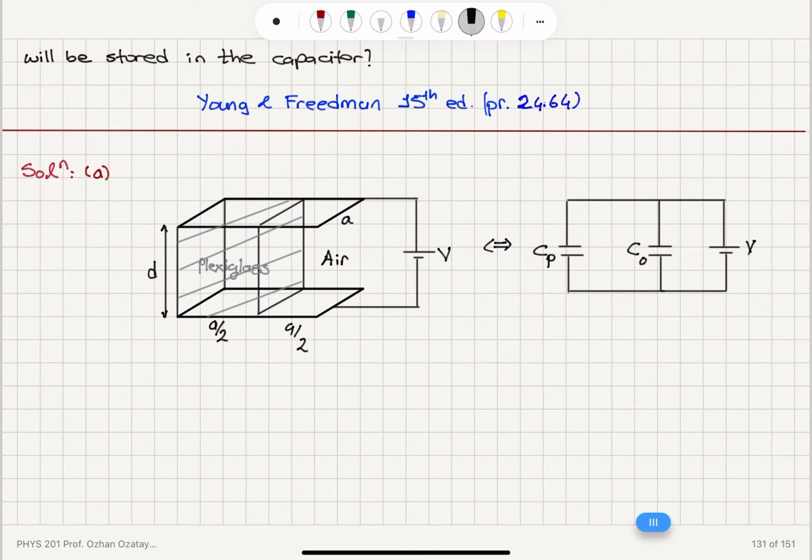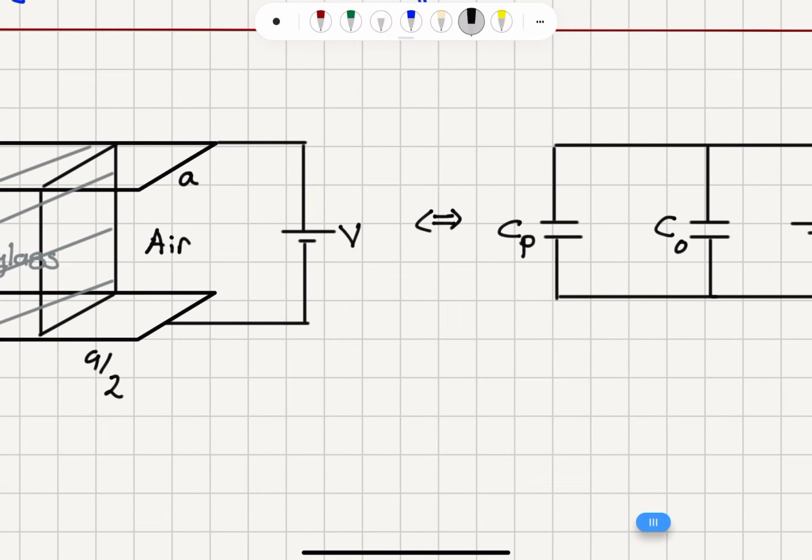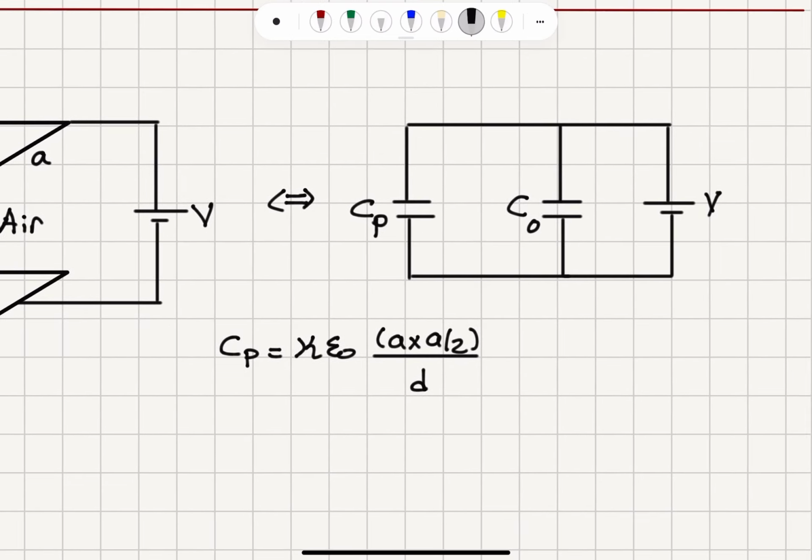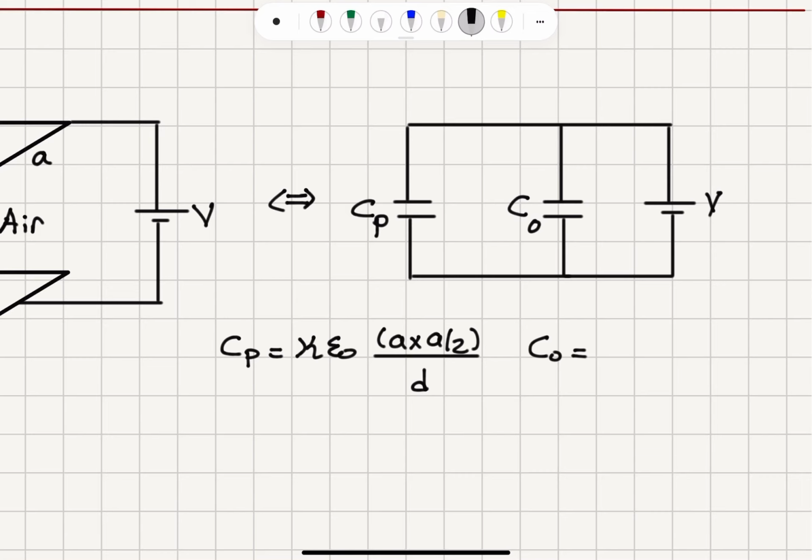Now we can write the capacitance of the plexiglass capacitor. Cp is equal to, because we have a dielectric, kappa times epsilon 0, the area of the plate, which is A times A over 2, divided by the separation between the plates. And for the air capacitor, we have epsilon 0, permittivity of free space. The area is A times A over 2 divided by the separation between the plates.